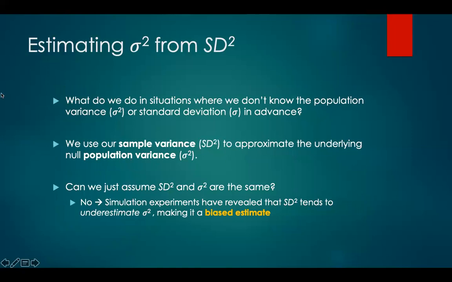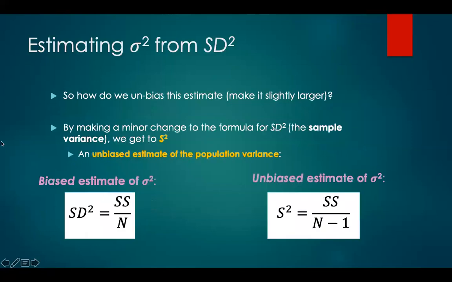So what do we do in situations where we don't know the population variance or standard deviation in advance? Well, we use our sample variance, SD squared, to approximate the underlying null population variance, or sigma squared. Can we just assume that SD squared and sigma squared are the same? No. Simulation experiments have revealed that SD squared tends to underestimate sigma squared, making it a biased estimate of the true population variance. So how do we unbias this estimate? Or in other words, to make it slightly larger?